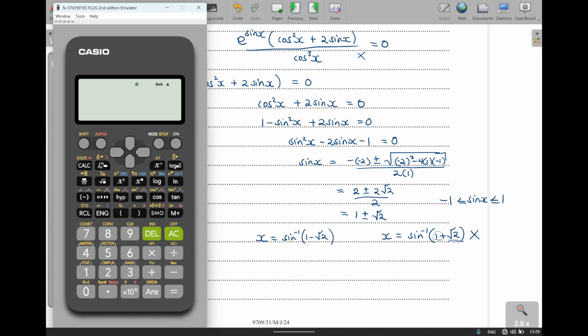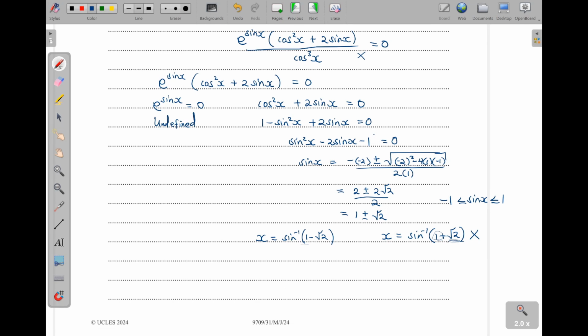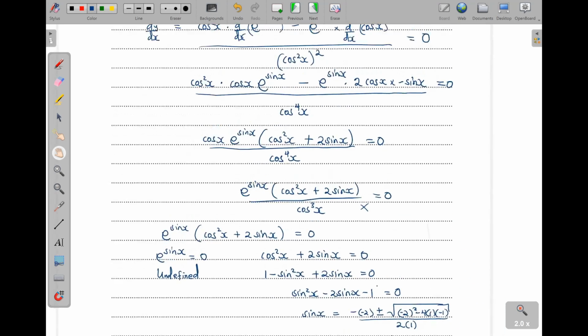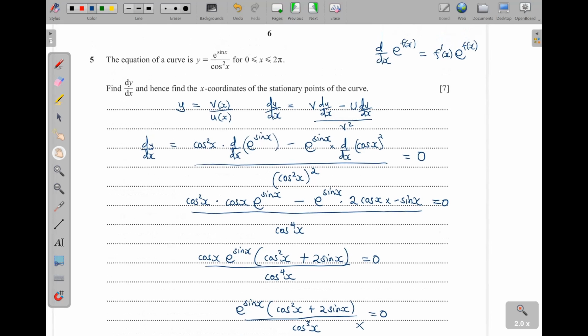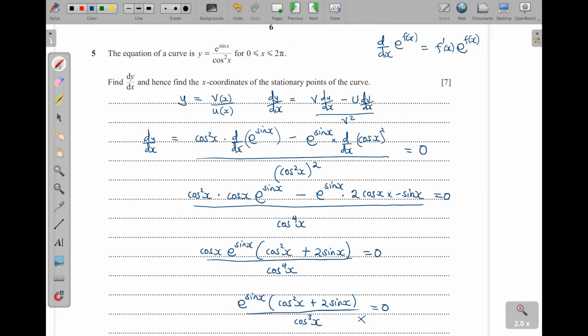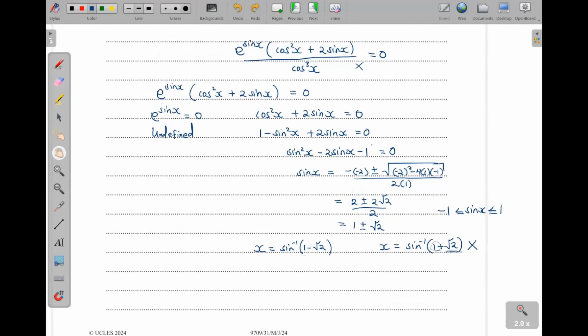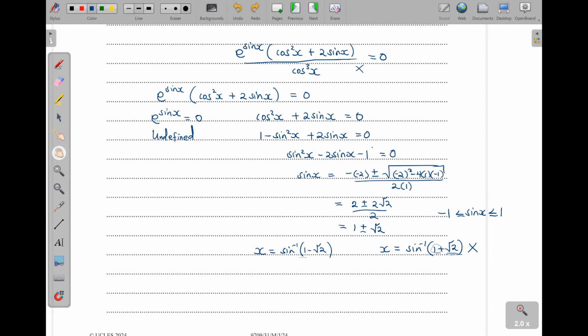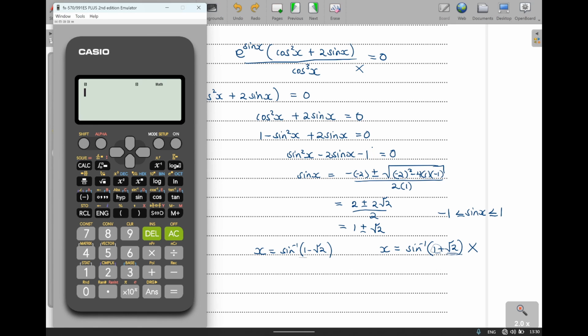Now, since we were given, is the domain in degrees or in radians? The domain is in radians. So that means your calculator must be in radians. Okay, so mine here is in degrees, so I have to change it to radians. You press shift, then mode. Radians is 4, and then we press shift, then sine. We have 1 minus the square root of 2. Then we close the brackets. We get our answer as a negative. So it's a negative answer.